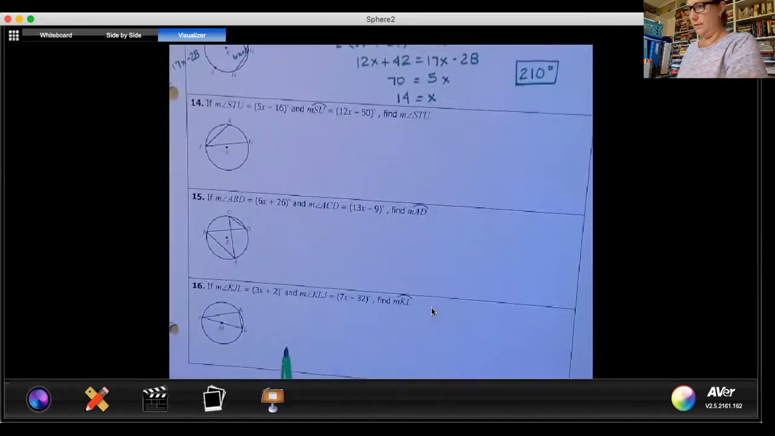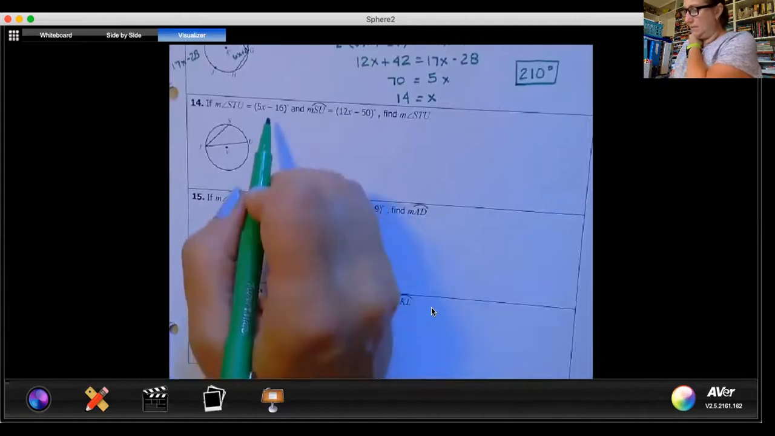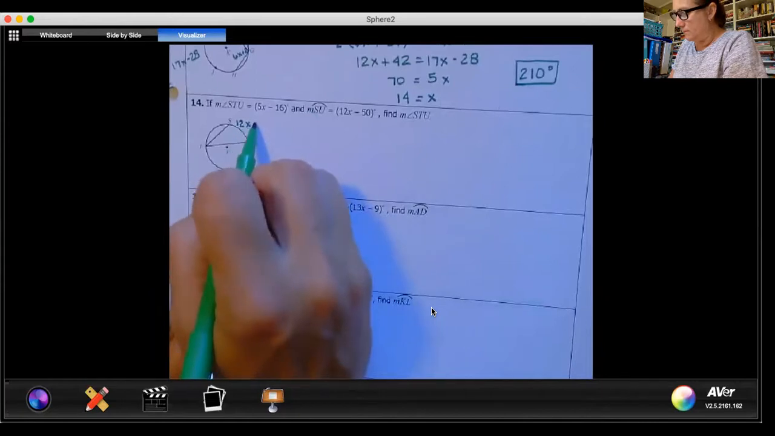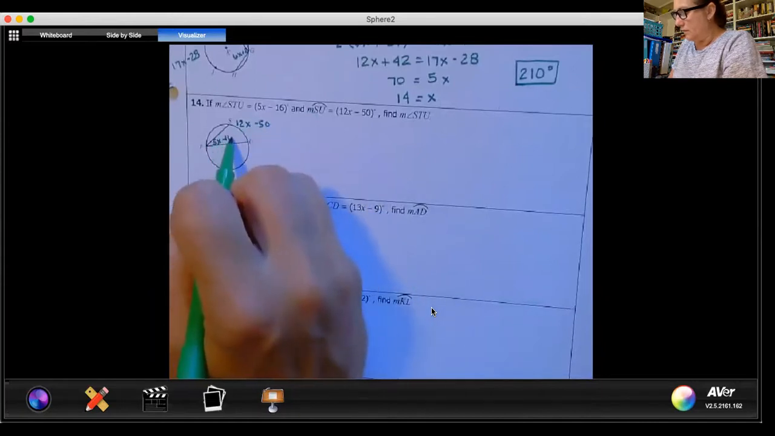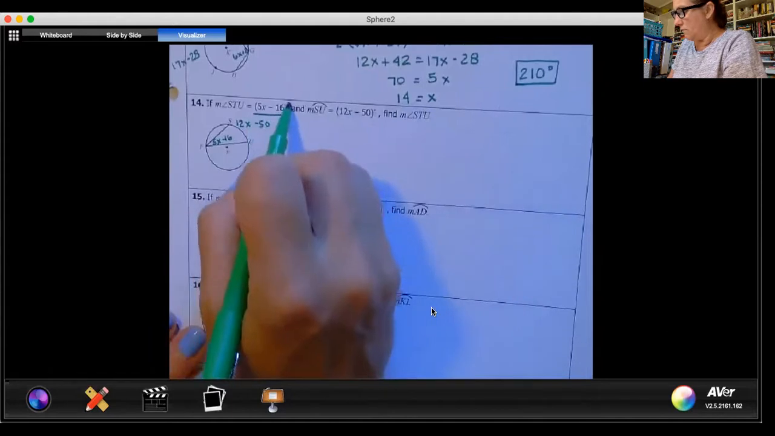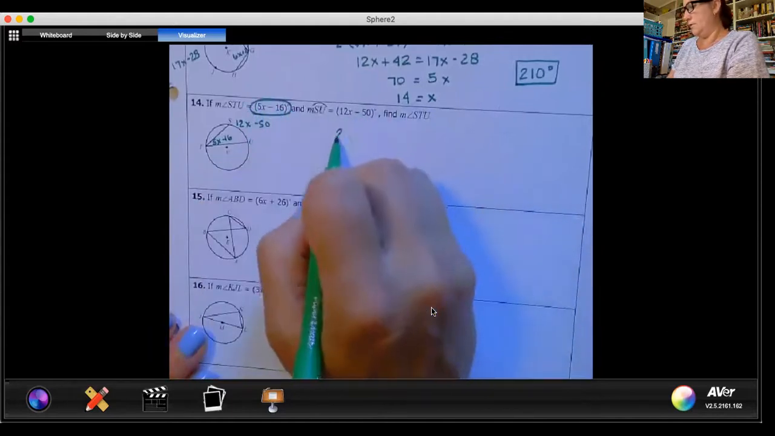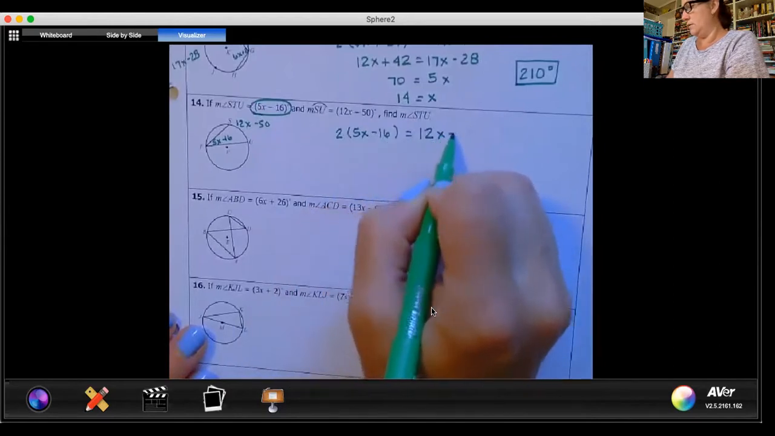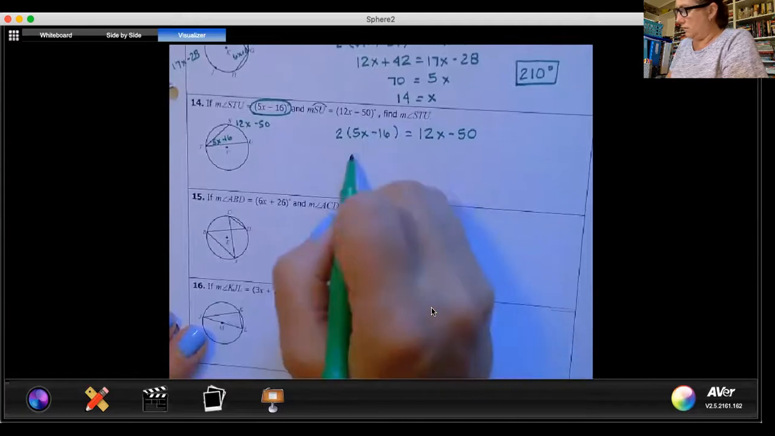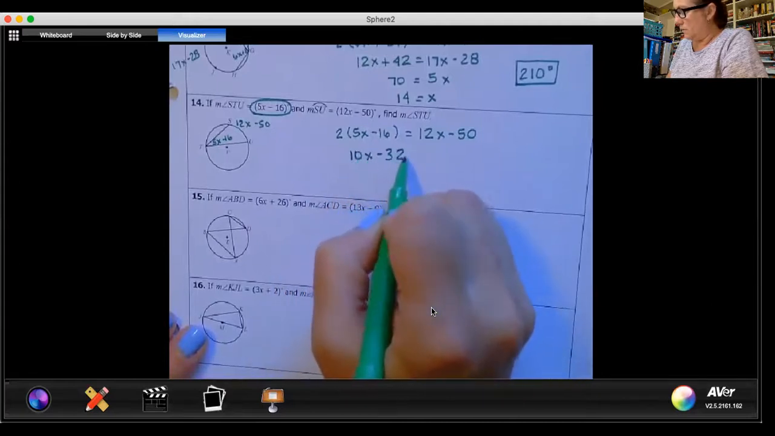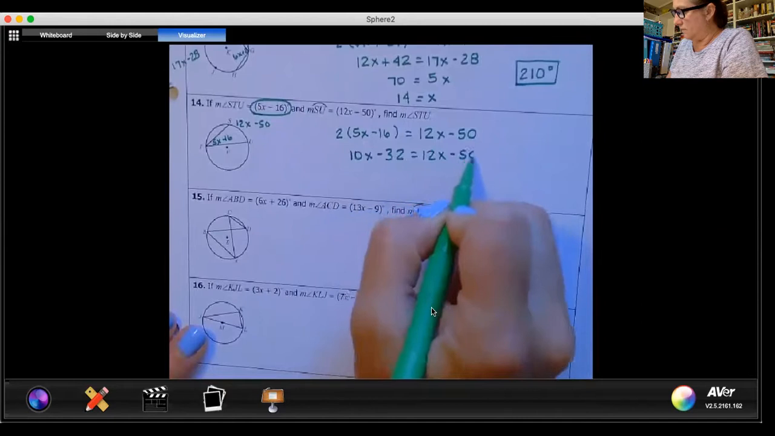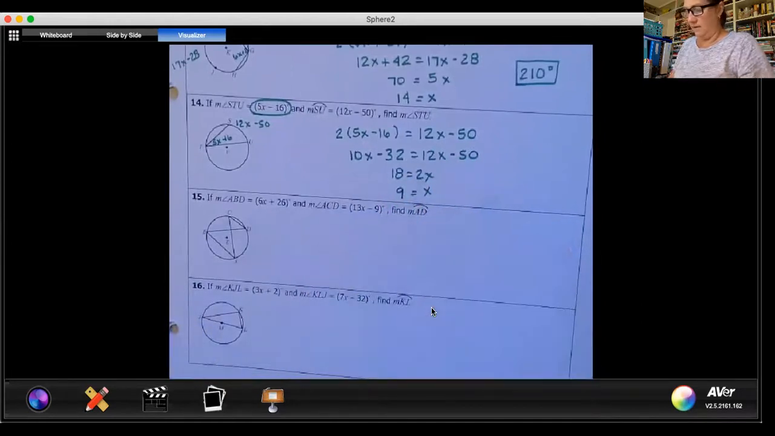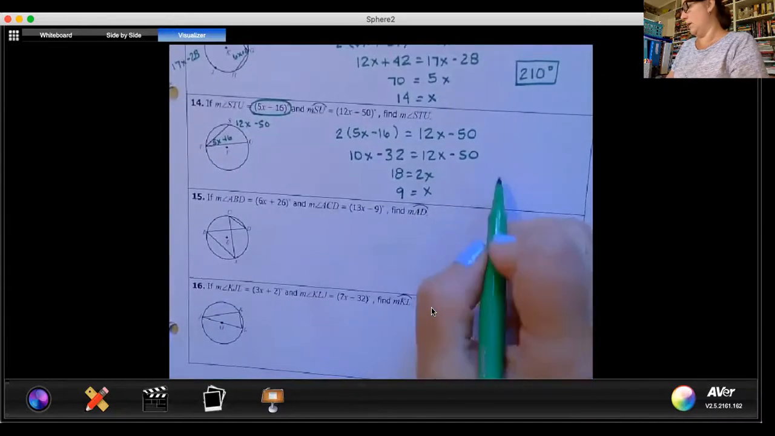And for number 14, the angle is 5x minus 16. The arc is 12x minus 50. And we're going to find the angle. So 2 times the angle equals the arc. So 10x minus 32 equals 12x minus 50. 18 equals 2x. x is 9. 5 times 9 minus 16 is 29 degrees.